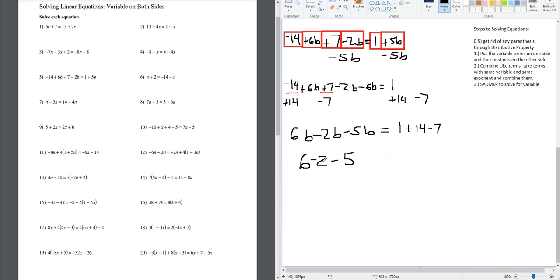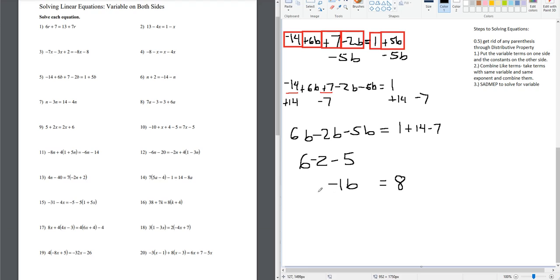And then that is 6 minus 2 is 4. And then 4 minus 5 is negative 1, b. Got to put the label back at the end. And then 1 plus 14 is 15. 15 minus 7 is 8.